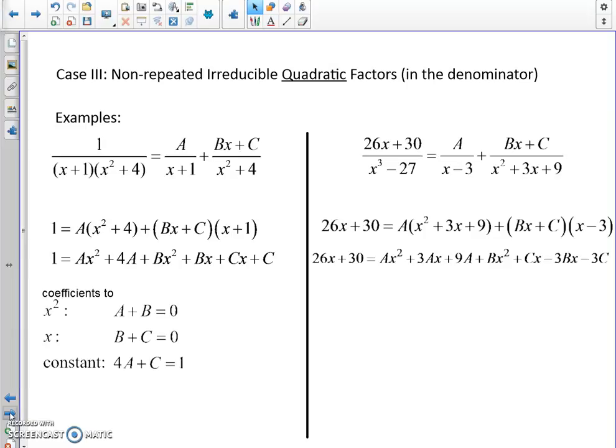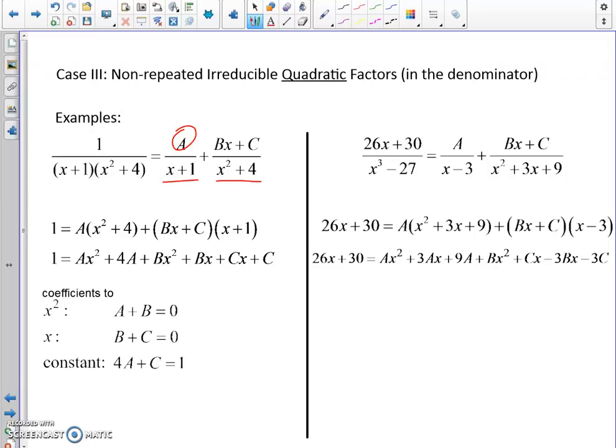We're going to take a look at case 3 right now, which is non-repeated irreducible quadratic factors, and I mentioned that we're talking about the factors in the denominator. This is a linear factor. We learned yesterday that the numerator will be a constant. This is a quadratic, and the fact that I cannot factor that makes that irreducible. So its numerator will be linear. Bx plus c is a linear expression.